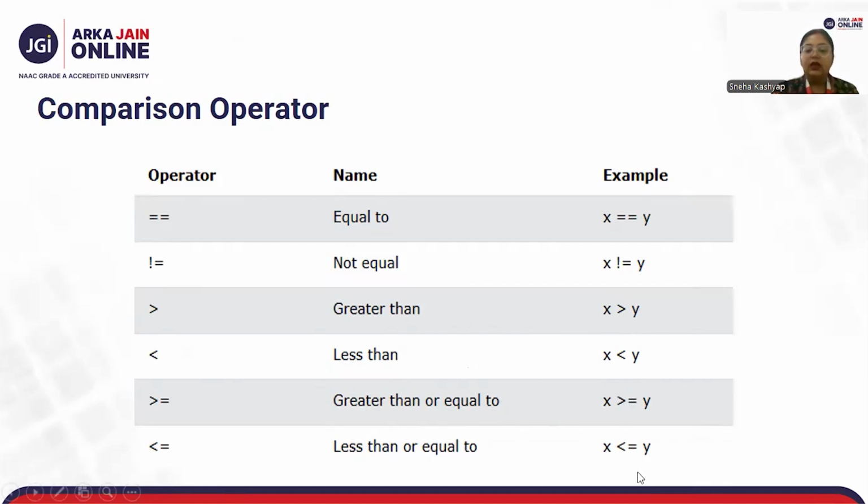Next, is 5 less than equal to 6? Yes, the condition is true because 5 is less than 6. So these are the certain operators: equal to, not equal to, greater than, less than, greater than or equal to, less than or equal to. So these are the comparison operators.